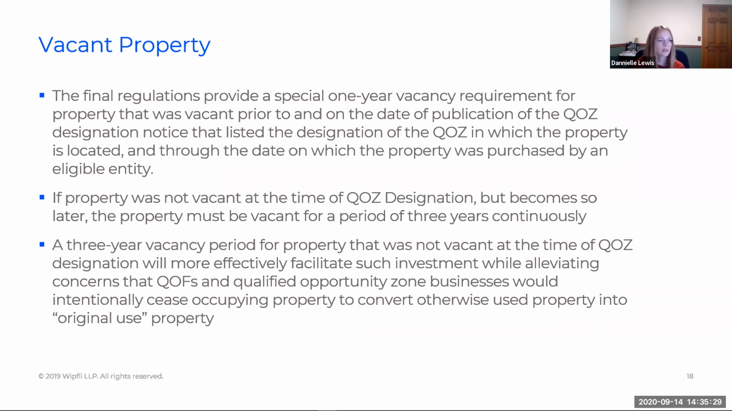The reason why you want the vacant property designation is it counts as original use when it's bought, which essentially means that you don't have to substantially improve the property. And that can be a really big thing for a lot of people.